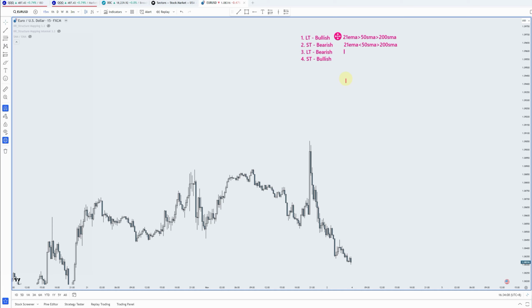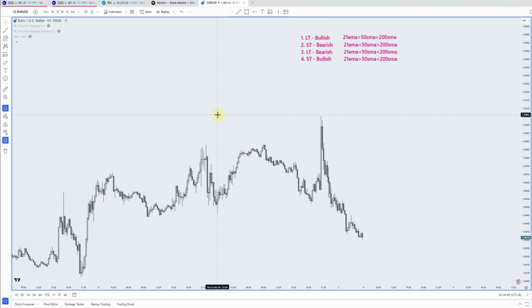You will use this one. So long-term bearish is what? The same thing, but conversely: 21 EMA is less than 50 SMA, and 50 SMA is less than 200 SMA. So what is the short-term bullish? Short-term bullish is 21 EMA is greater than 50 SMA, but 50 SMA is less than 200 SMA. Very simple. Okay.